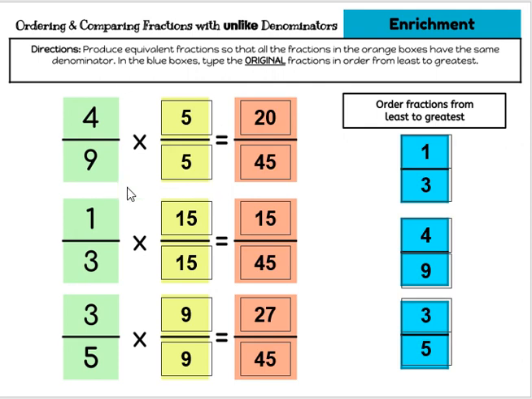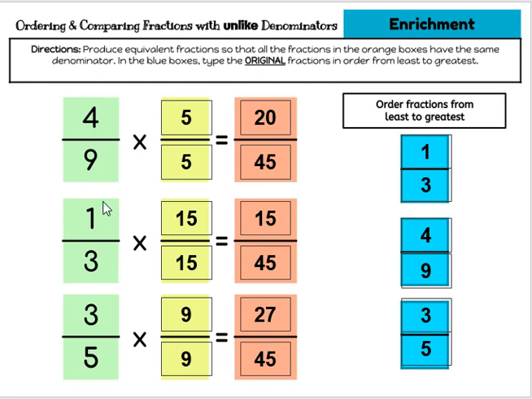So here is your solving. 45 was the common multiple. 9 times 5 is 45. 4 times 5 is 20. 3 times 15 is 45. 1 times 15 is 15. 5 times 9 is 45. 3 times 9 is 27.